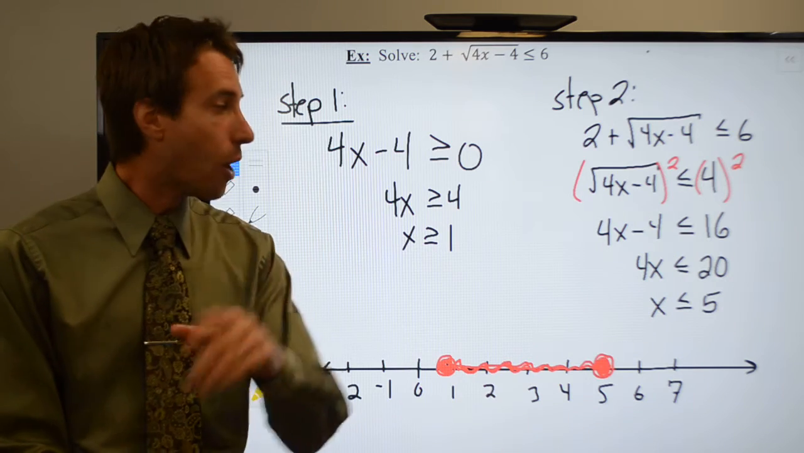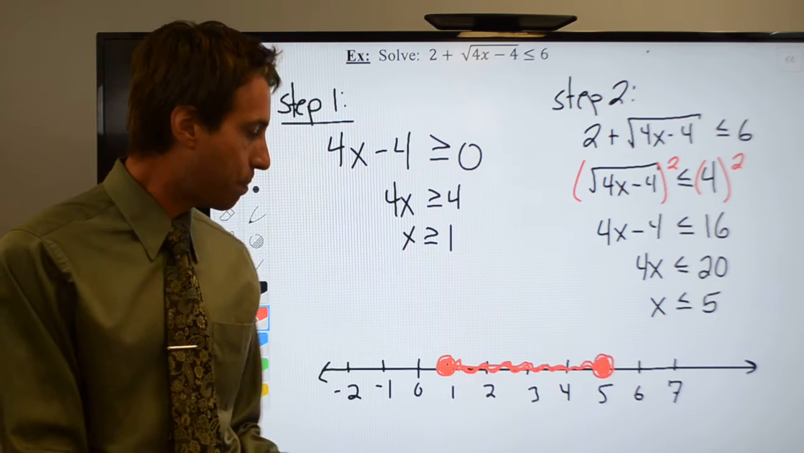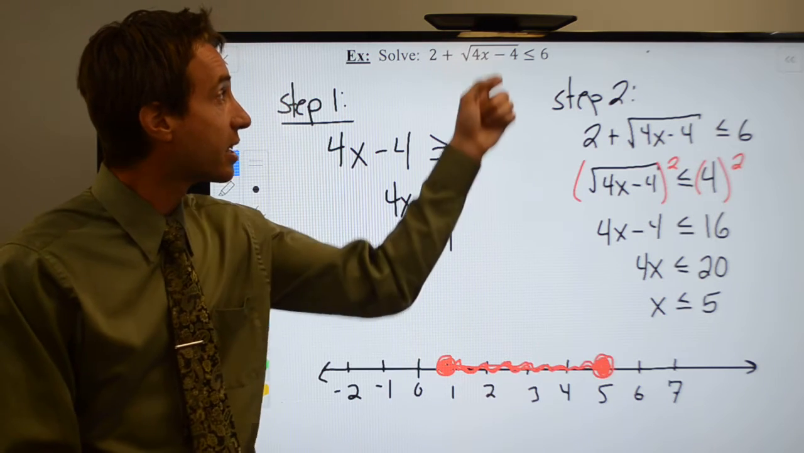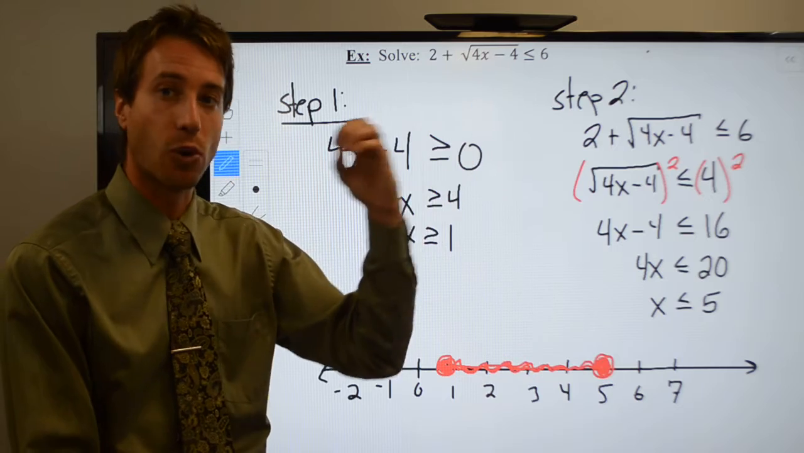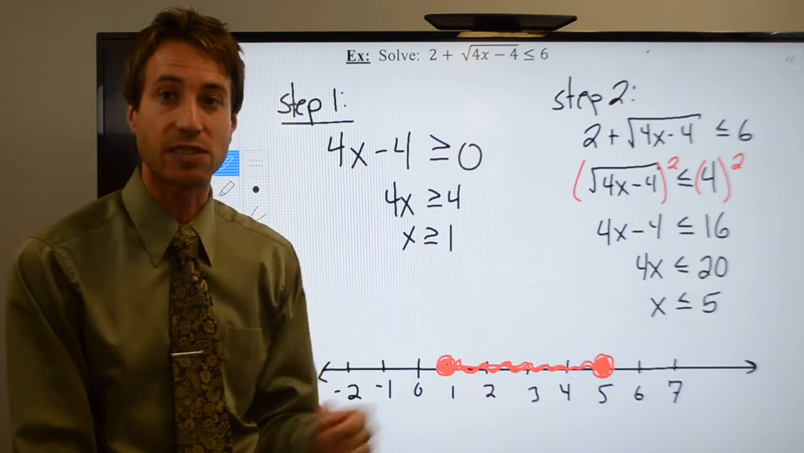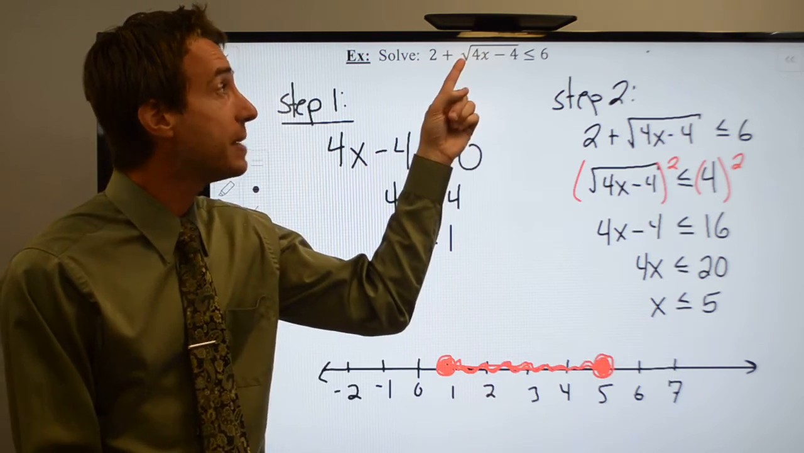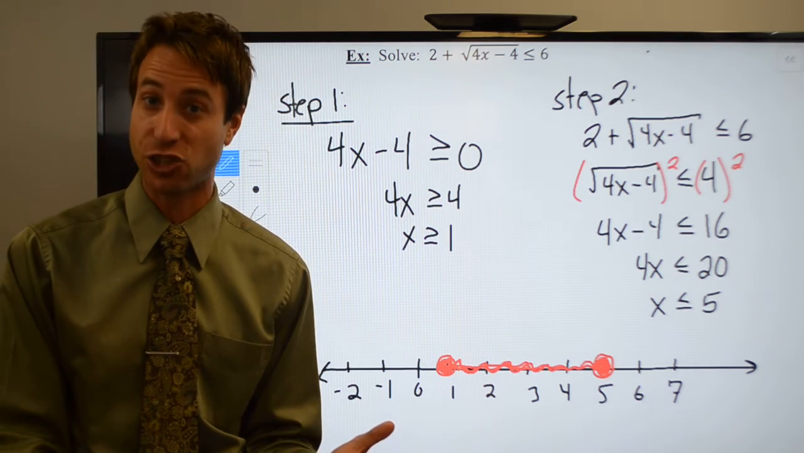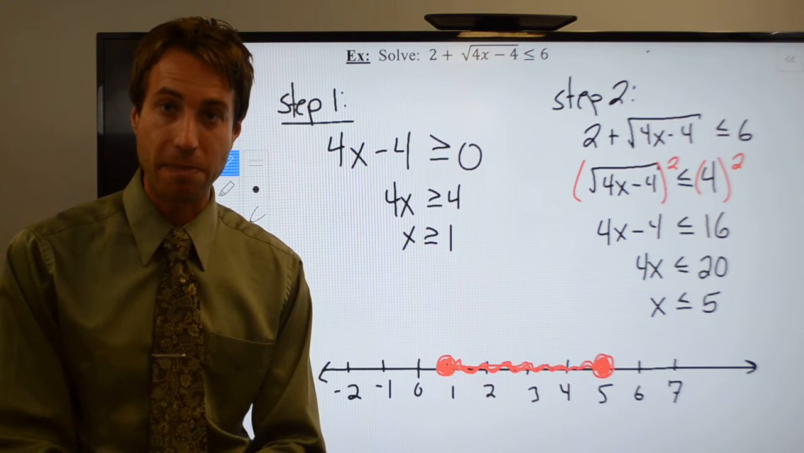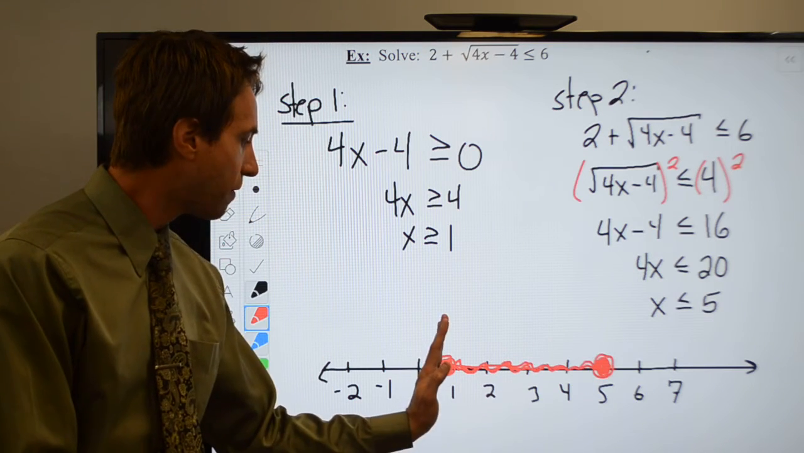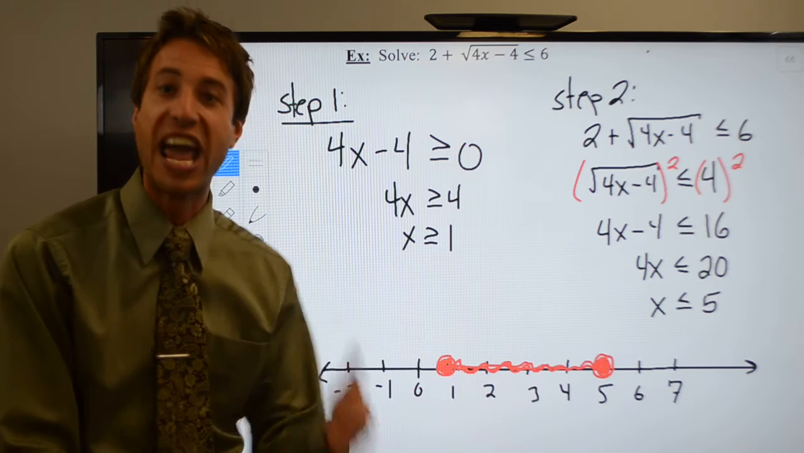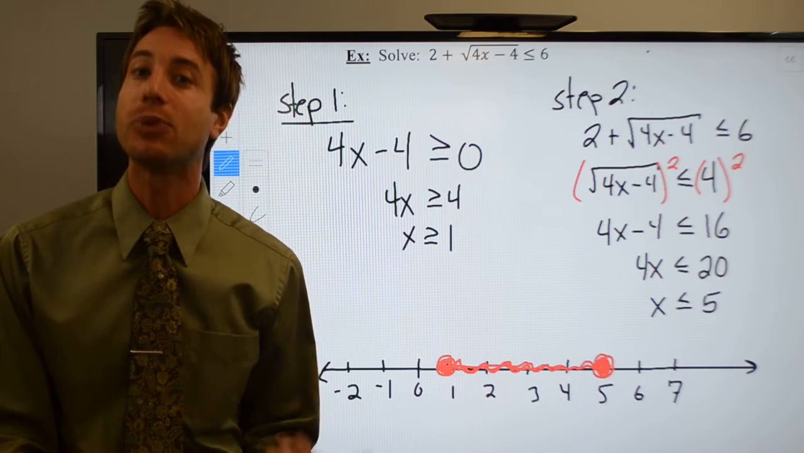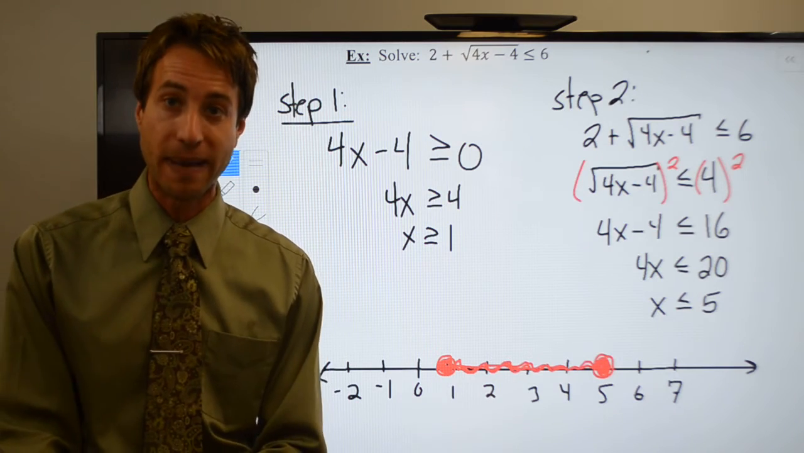Now why? Well, here's the reason why. If you were to pick something less than 1, say 0, and plug a 0 in here, 0 times 4 is 0, and 0 minus 4 is -4. I would be taking the square root of -4, which is an imaginary number. I don't want imaginary numbers. So all of these values less than 1 have to be excluded. They have to be eliminated because they would give us imaginary numbers, and I don't want imaginary numbers.